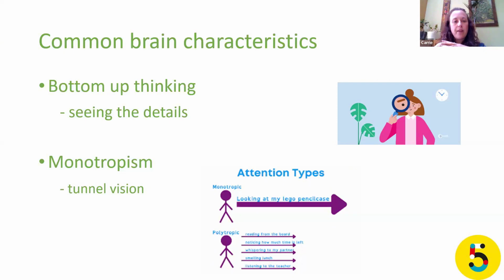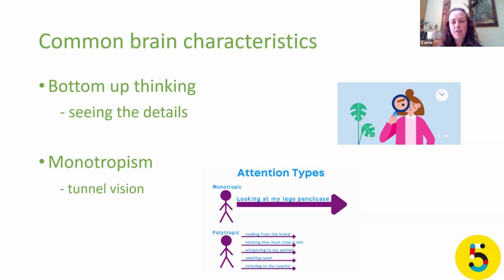Now, with both bottom-up thinking and monotropism, I think it's really important to recognise that these can give our autistic learners some real advantages in certain cases. And we have lots of evidence in history of people who were great thinkers, who we now believe probably did have autism. So there can be lots of benefits to these, but it's also understanding that our world generally isn't set up for these brain characteristics, so it can present challenges as well.